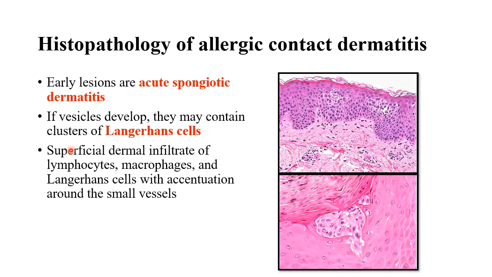Now, the histopathology of allergic contact dermatitis. Early lesions are acute spongiotic dermatitis. If vesicles develop, they may contain clusters of Langerhans cells. Superficial dermal infiltrate of lymphocytes, macrophages and Langerhans cells with accentuation around the small vessels.